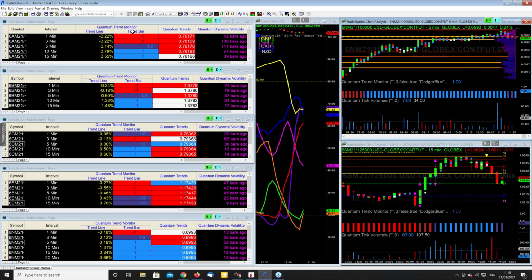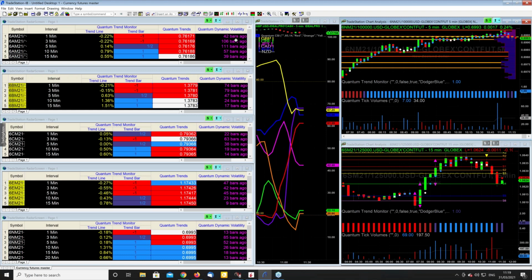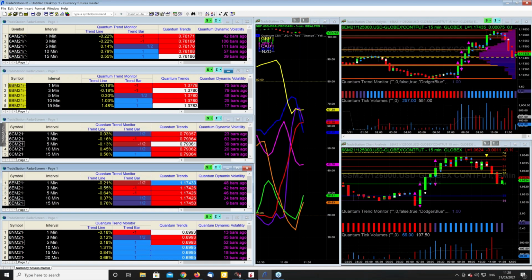I've got the trend monitor here, which has got the trend line and the trend bar on it. And then I've got the quantum trend dots on here as well. And over on the right-hand side, I've got the dynamic volatility indicator. And that triggers in real time, tells you exactly what's going on. So for example, if I click on the 6E, which is the euro dollar on 15-minute, just click that large size so you can see that a bit better.